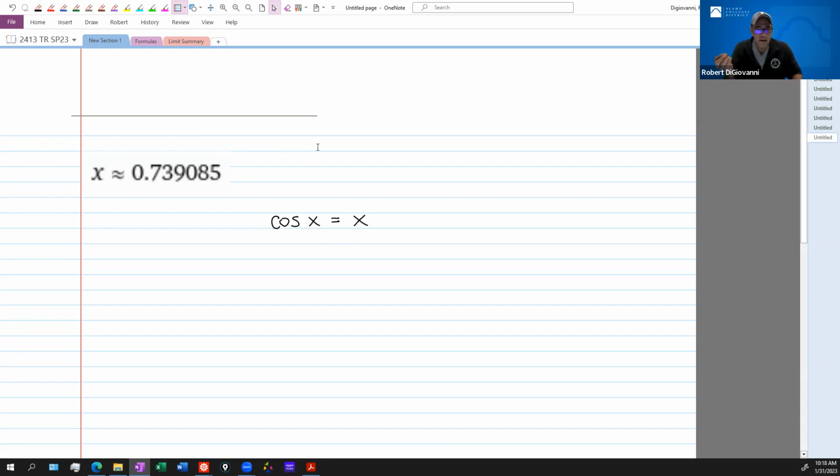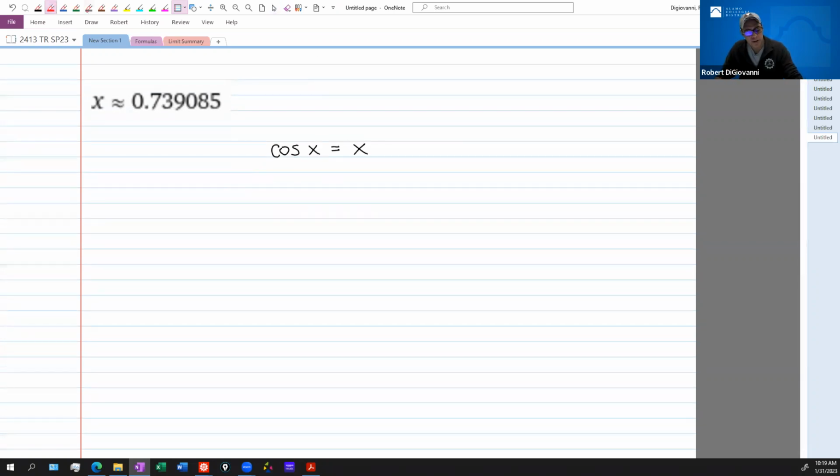So the question now becomes, how did the computer get that answer so quickly? And we can't do it, right? Well, let's bring in the intermediate value theorem. All right, so watch what I'm going to do, because this is weird. I'm going to take this equation and move everything to one side. So I subtract x on both sides and I have that right there.